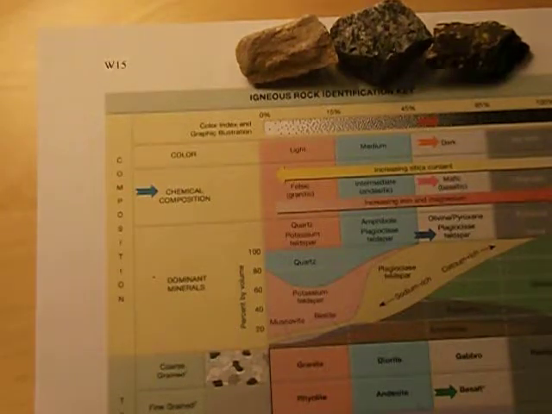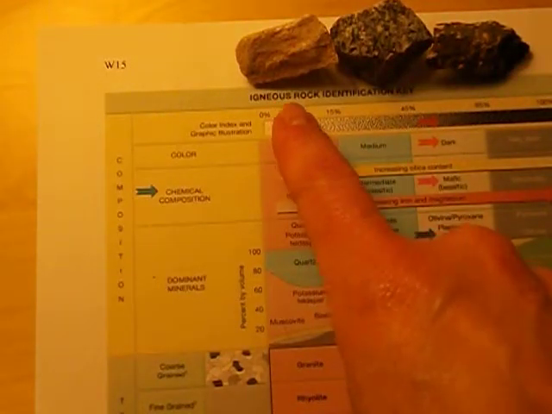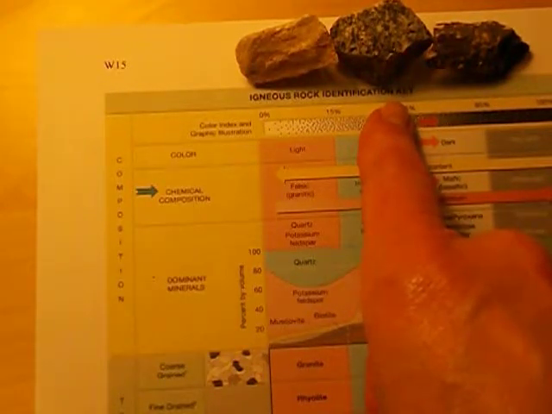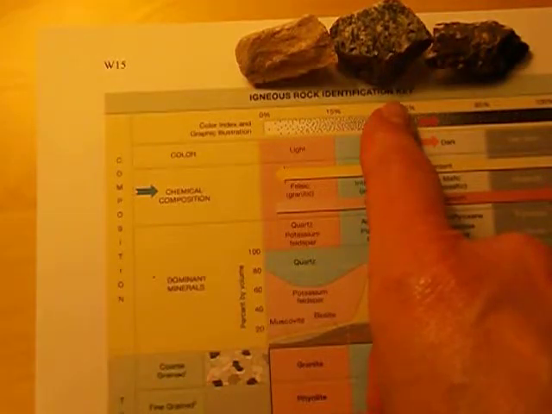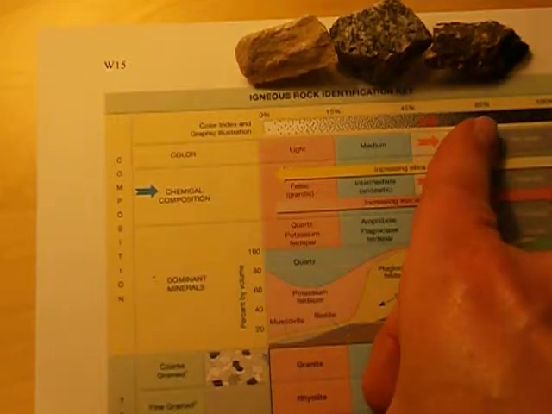So the first step here is to determine whether you think a rock is light. These tend to shade in kind of whites or yellows. Medium, kind of halfway in between. This sample I've picked out has about half dark, half light crystals. Sometimes medium igneous rocks are in the pinkish or reddish shades, or dark, which is pretty obvious here.